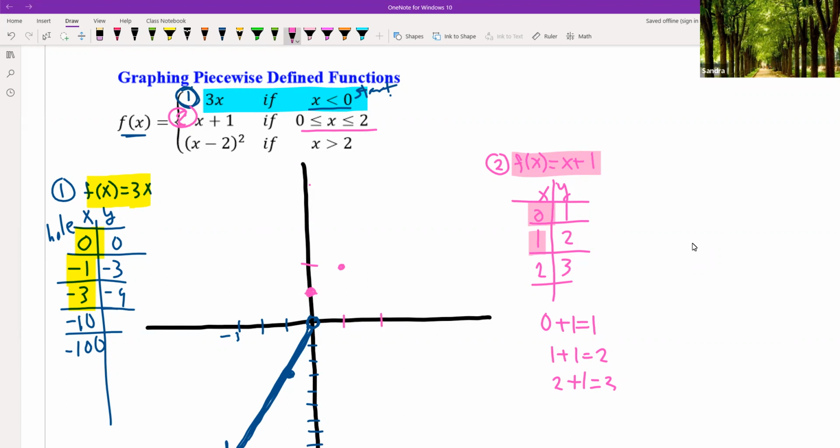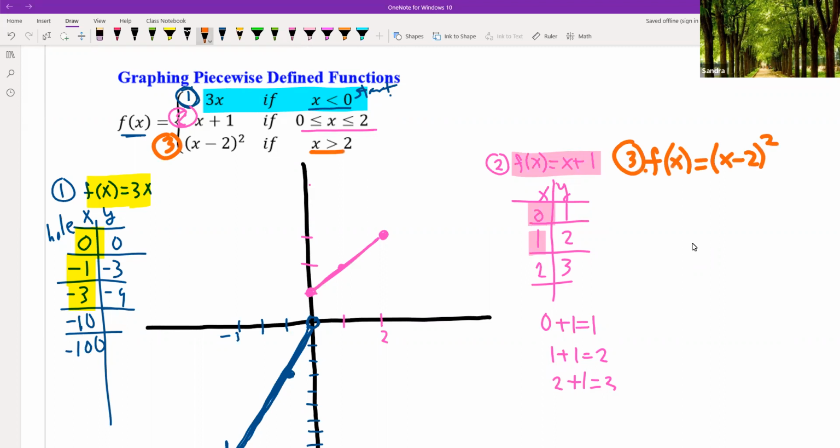2 and 3. And you can see that this is a piece of another line. Let me go ahead and move on to the last piece here. The third one is f of x is equal to (x minus 2) squared.